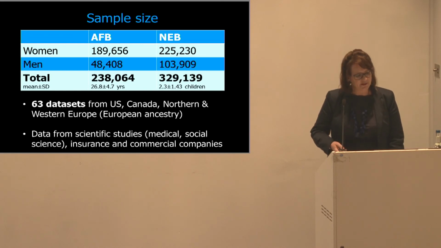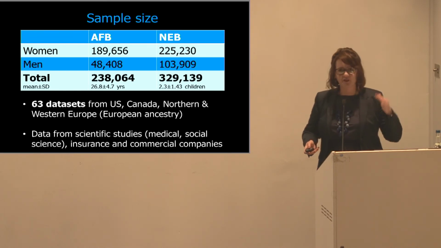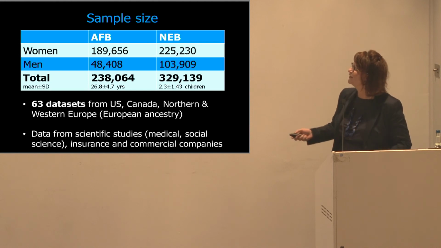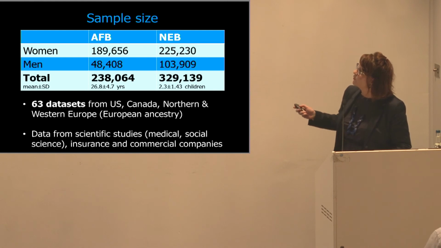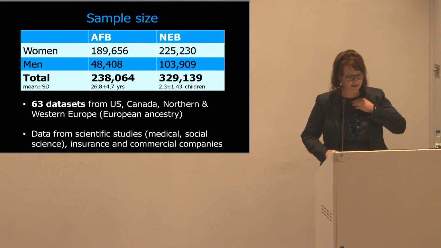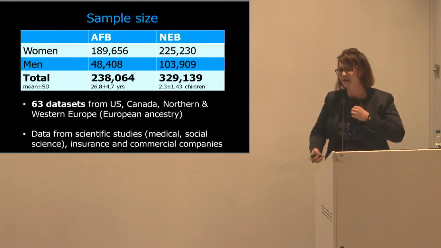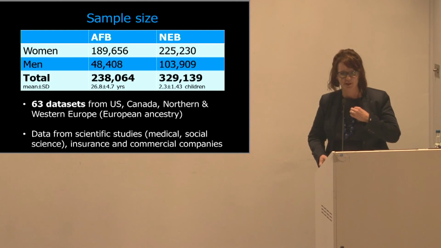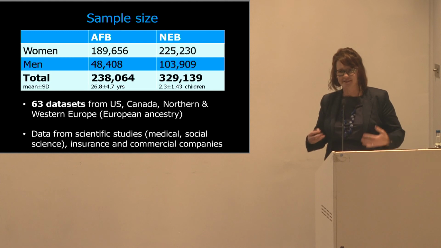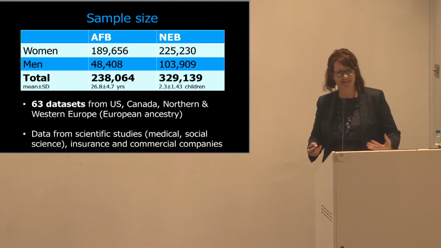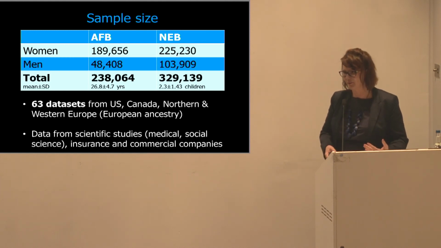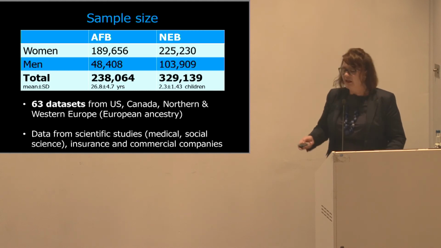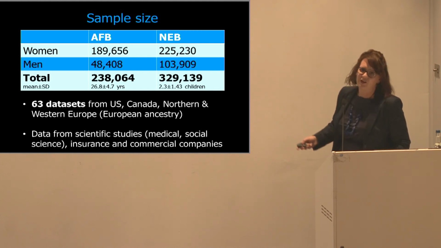Our sample size is one of the top 10 of the 3,000 largest GWASs conducted. These are the total sample sizes for age at first birth and number of children ever born. And it was a combination of 63 data sets. We combined it from scientific studies, but also commercial companies and insurance companies. And although I didn't collect my own data, I can tell you getting these data sets was probably just as time intensive, particularly from the commercial companies. And I think what's really exciting is we had a very large sample of men.